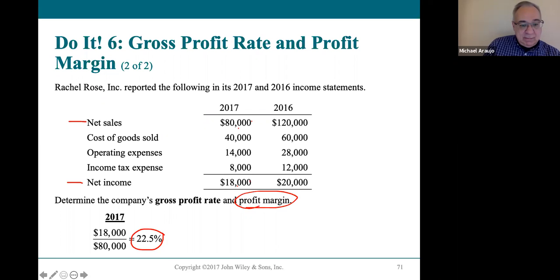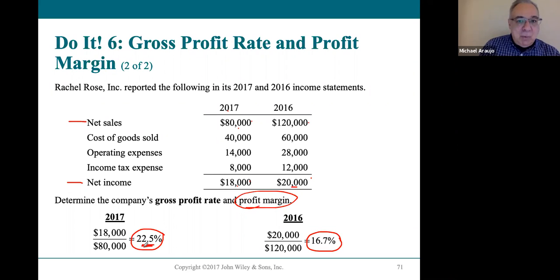That's excellent. In 2016, they had $20,000 in net income on 120,000 in sales, which means almost 17 cents out of every dollar ended up being their profit. So even though they had less sales in 2017, they're a much more profitable company. They're keeping a lot more of that sales dollar as their profit, which is important to know. Okay, so that is the overview for this part of chapter 5. Are there any questions?